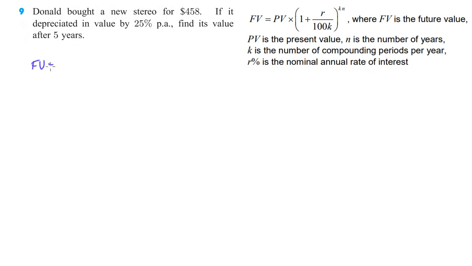So future value is going to equal 458 times 1 plus, and now it's depreciating by 25. Depreciated is key in here, so that's minus 25 over 100. It doesn't say anything about compounding periods, so that means K is 1. And then this is for 5 years. So we just get rid of those ones, and this is what we're going to put in there.